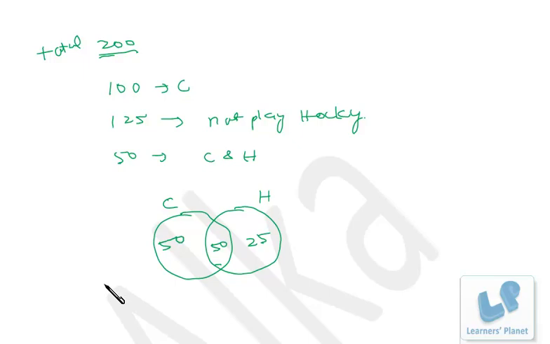Now you can answer the various questions. How many people are playing only cricket? That's 50. How many people are playing only hockey? That's 25. How many people are playing hockey? That's 75. How many people are playing at least one game? That means 50 plus 50 plus 25, 125 people are playing at least something. That means 75 people are not playing anything. So you should be clear about each and every aspect. Once you have drawn the Venn diagram, all the questions will be very easy to answer. Getting my point?